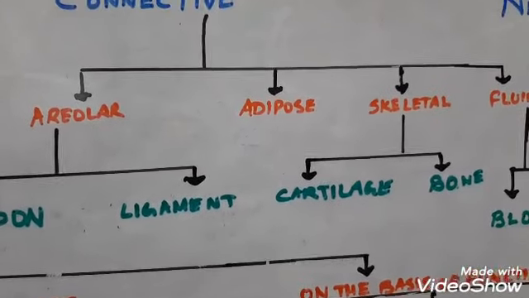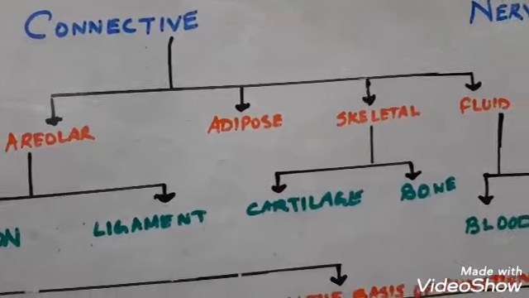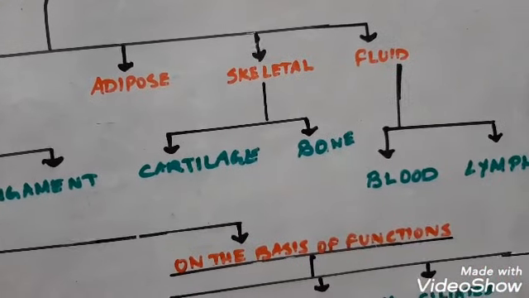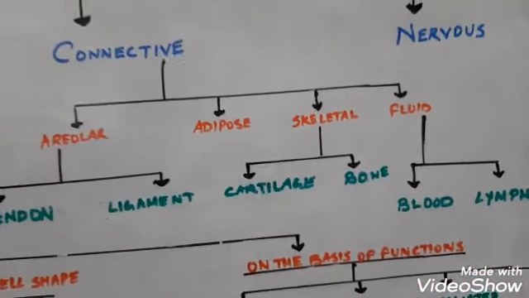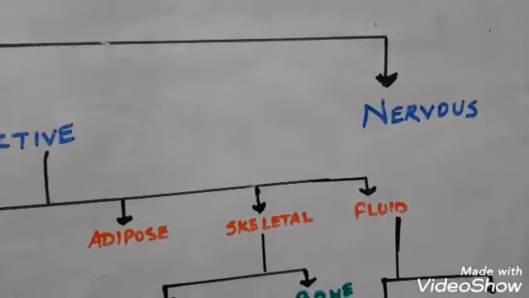Adipose tissue has no such divisions. Skeletal tissue is divided into cartilage and bone, and fluid connective tissues are blood and lymph. So these are the four types of connective tissues. And finally the nervous tissue.